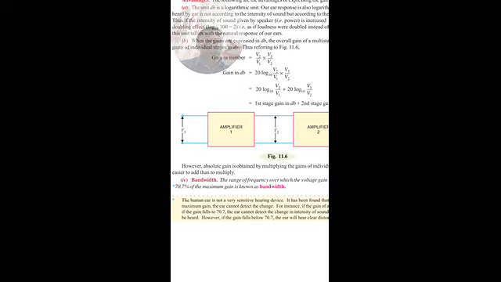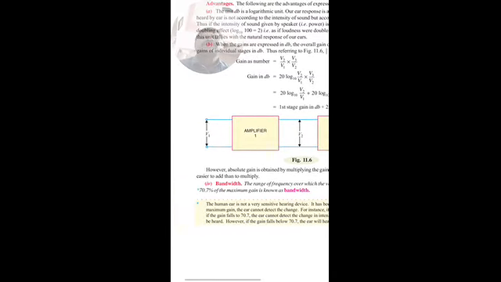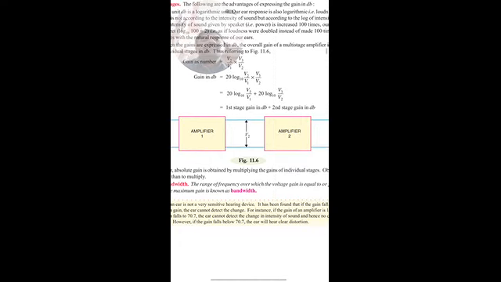Coming to the bandwidth of a multistage amplifier, it is the range of frequencies over which the voltage gain is equal to or greater than 1/√2 times the maximum gain. That is known as the bandwidth.